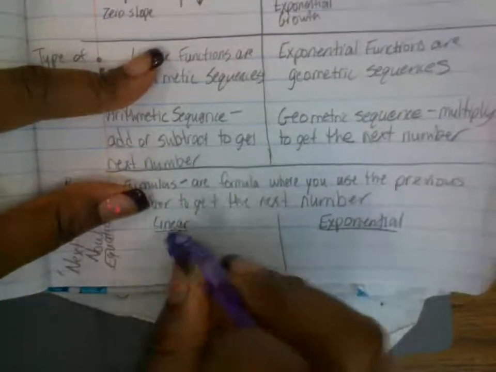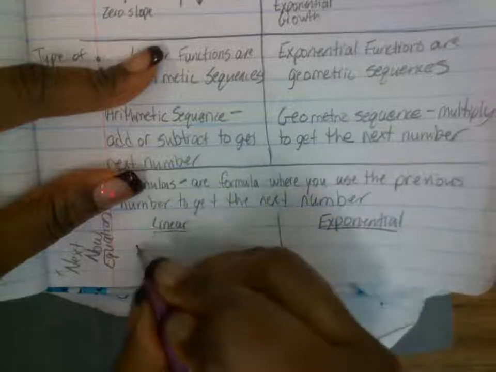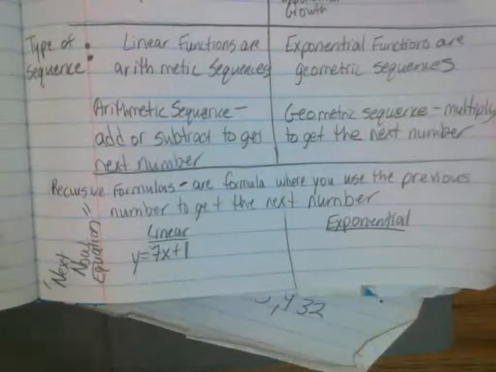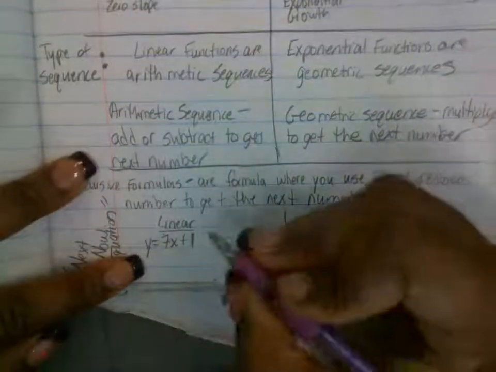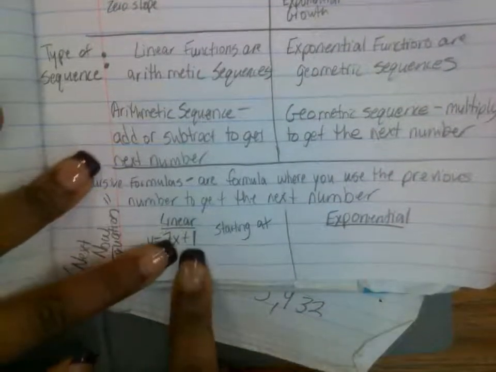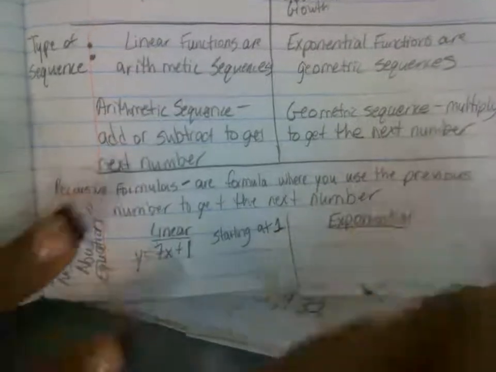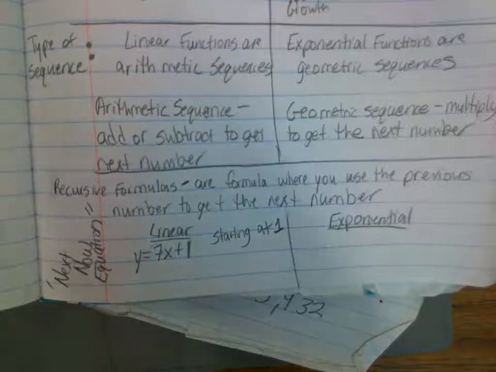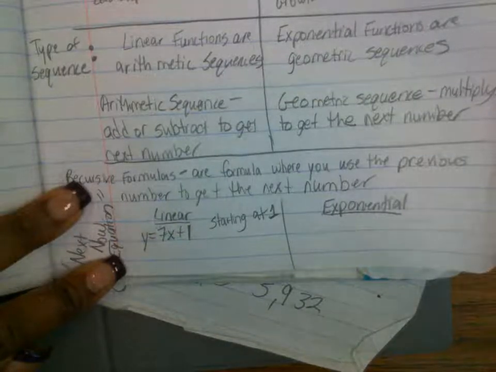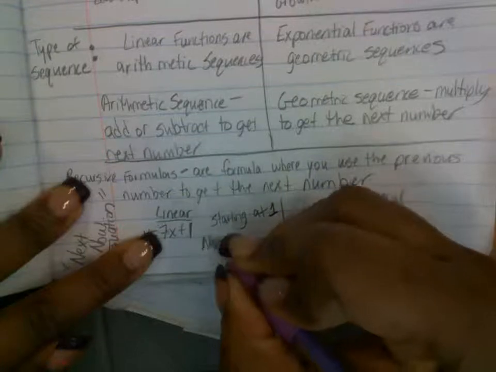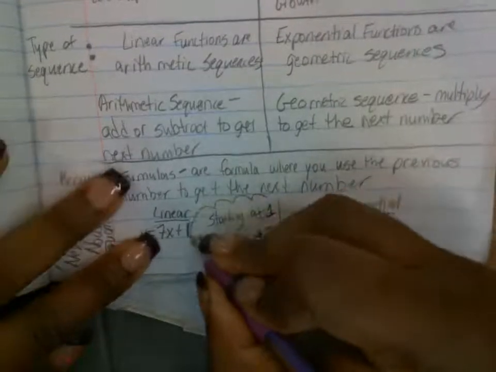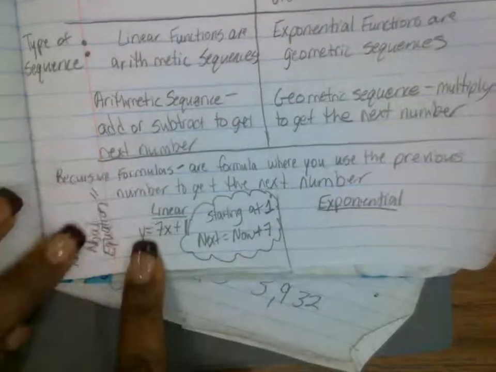so let me do an example here because that will make more sense. So let's suppose I have y is equal to 7x plus 1. So to write the recursive formula for that, I'm going to say starting at, and my starting amount is 1. So I'm saying starting at 1. And what am I doing every single time to get to the next number in the list is I'm going to add, because that's a positive 7. So I'm going to add 7 every single time because my slope is 7. So it's going to be next equals now plus 7. This is my recursive formula for this equation.